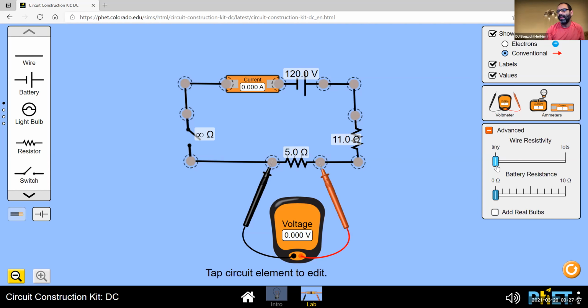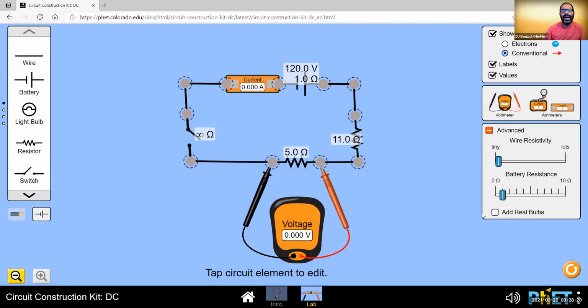They say also to have a tiny resistance if you read the instruction for the wires, and pick a resistance for the battery between 0 and 2 ohms. So right now it's 1 ohm. If I can pick 2, that's fine. As long as I'm between 0 and 2, I'm good, okay? So now we have everything set up the way it's supposed to be.